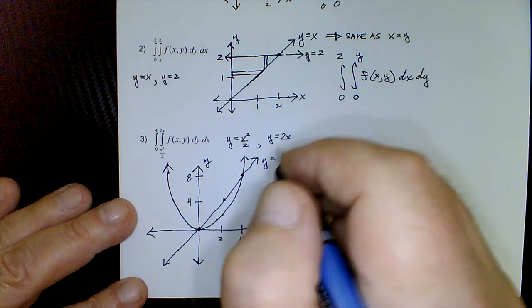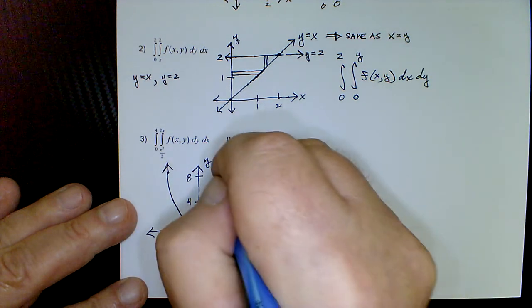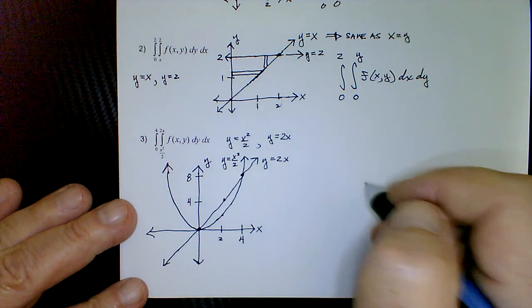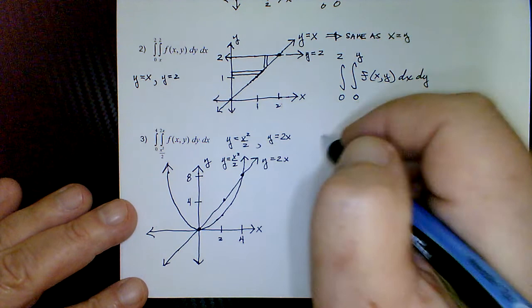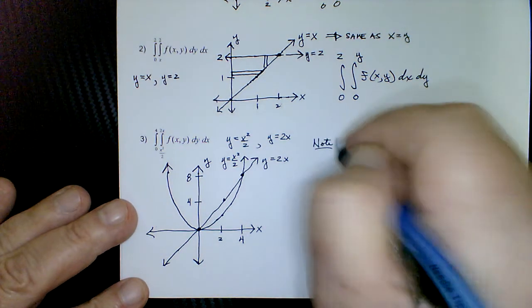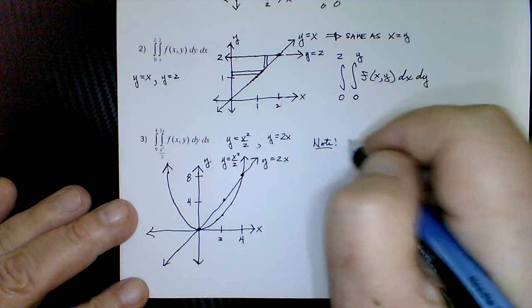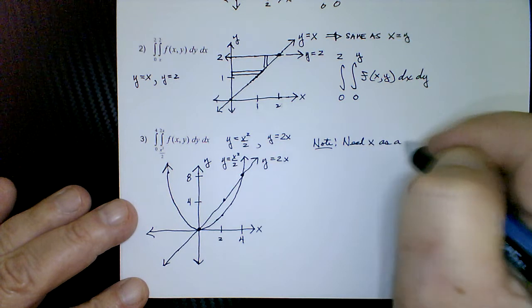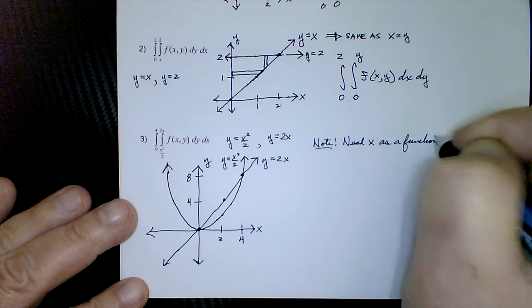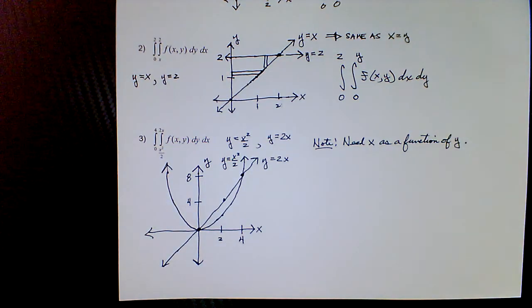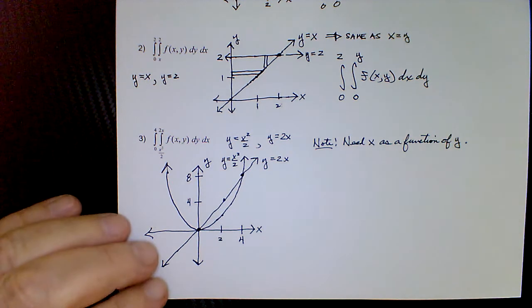And there's the graph of our parabola. Y is x squared over 2. Okay, now we need to change the limits of integration. But note that to change the limits of integration, we need x as a function of y, for both situations, the line and the parabola.